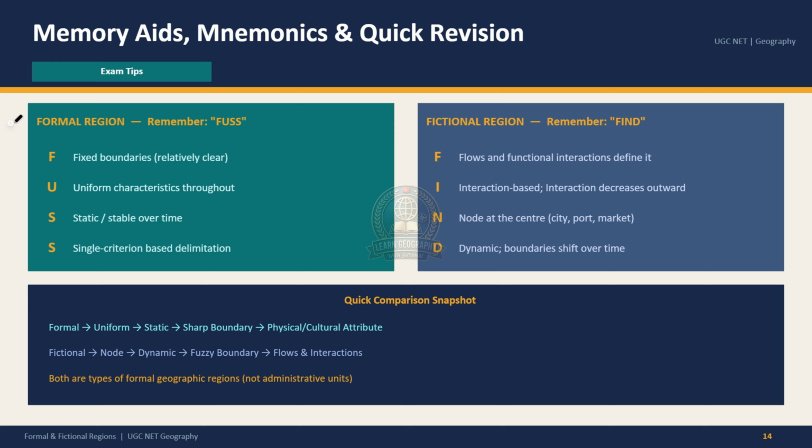Okay, formal regions, remember FUSS. F means fixed boundary, U means uniform characteristics throughout, S means static and stable over time, S as per single criterion based delimitation. Functional regions, remember FLIND: F means flow and functional interaction, I, interaction based, interaction decreases outward, and N, node at the center, city, port and market, D, dynamic, boundaries shift over time.